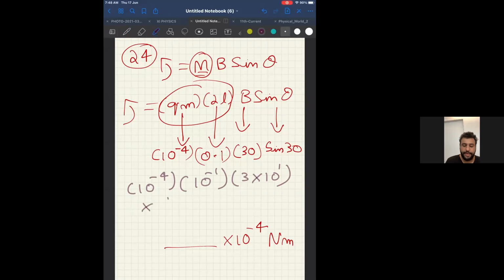Sine 30 can I write it as half? Therefore, can I say 10 power minus 1 and 10 power 1 cancels? 3 into half is what? 1.5. Therefore, my answer is 1.5 into 10 power minus 4. Which answer is it? C. Everyone, please check.